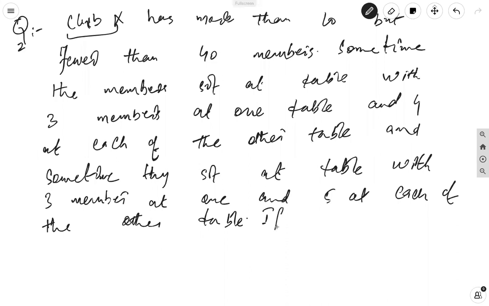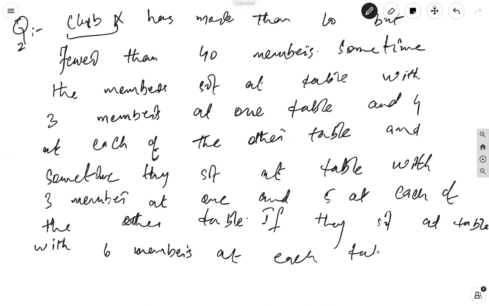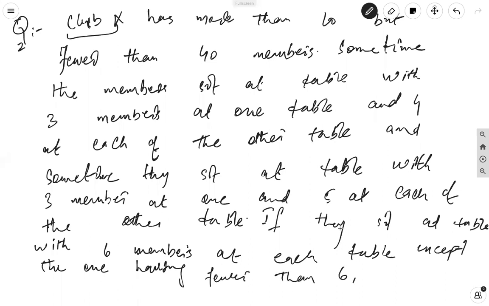Okay, the question is, if they sit at tables with 6 members at each table except the one having fewer than 6, how many members will be at the table which is fewer than 6?